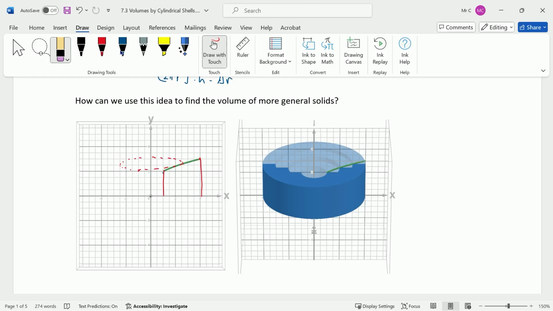Hold on, that's not quite right. Let me fix that. Okay, it's not perfect, but you rotate this around and you get this three-dimensional figure.